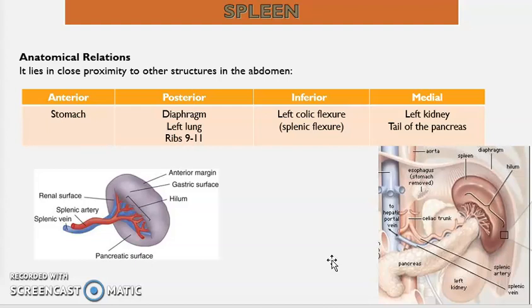The spleen lies in close proximity to various other structures in the abdomen. Anteriorly, the spleen is related to the stomach. Posteriorly, it is related to the diaphragm, left lung, and ribs. Inferiorly, the spleen is related to the left colic flexure. Medially, the spleen is related to structures like the left kidney and tail of the pancreas.